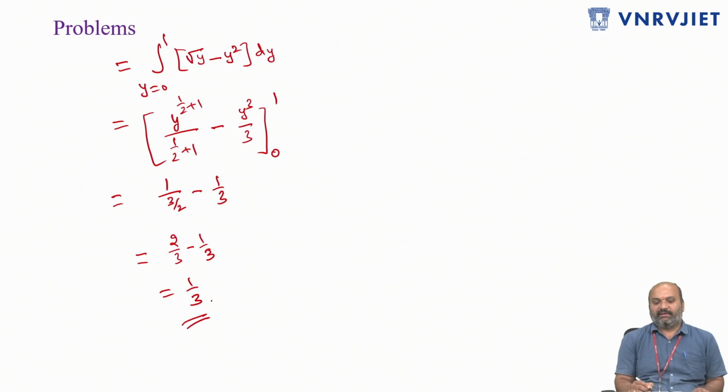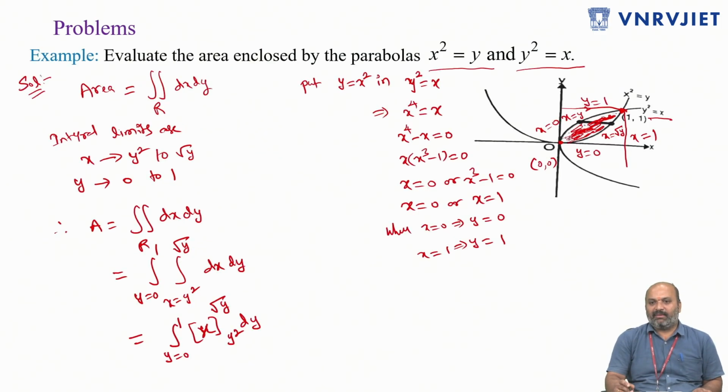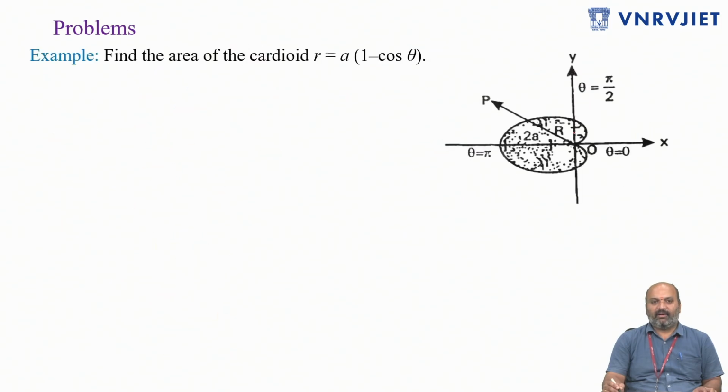So, therefore, the area bounded by the two parabolas is 1 by 3 units. Since this is the area bounded by these two parabolas, it is 1 by 3 units. Okay. Now, we'll see a problem in polar coordinates. Finding area in polar coordinates.